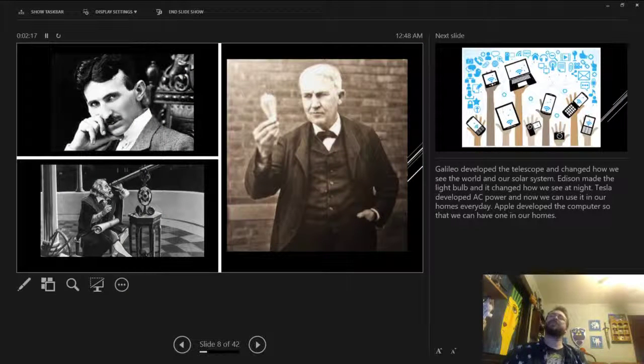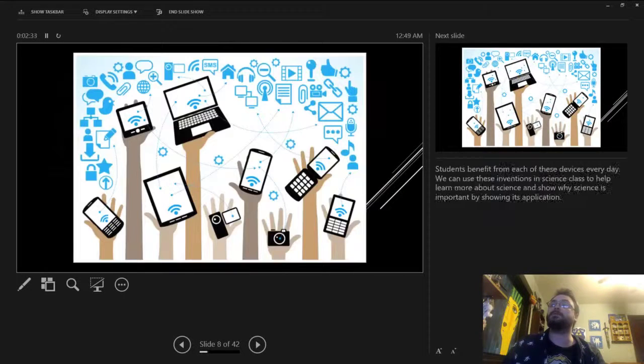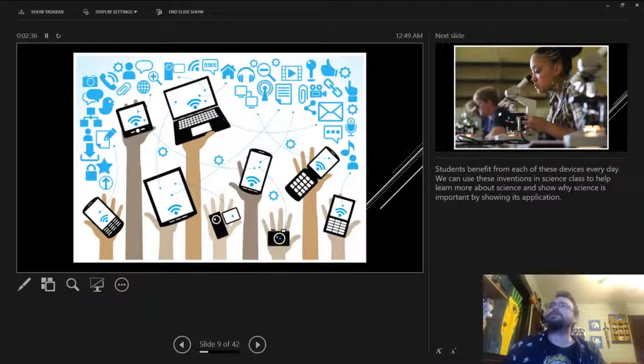Galileo developed the telescope and changed how we see the world in our solar system. Edison made the light bulb and it changed how we see at night. Tesla developed AC power and now we can use it in our homes every day. Apple developed the computer so that we can have one in our very homes. And students benefit from each of these devices every day. We use these inventions in science class to help learn more about science and show why science is important by showing its application.